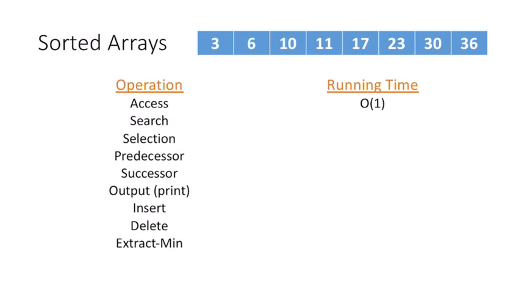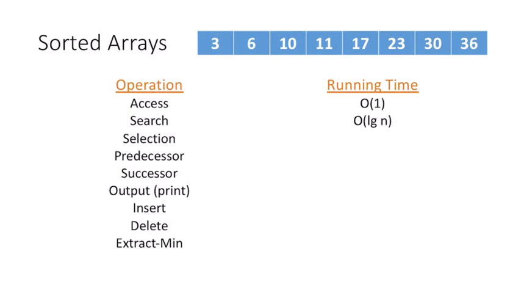All right, so how about search? Let's say I don't know where the 17 is in this sorted array. How long does it take to find it? You have two options for finding it. You can do it the naive way, which would be a linear scan. So that would be big O of n. But since this is a sorted array, we can do better than that. We can do a binary search, which is big O of log n.